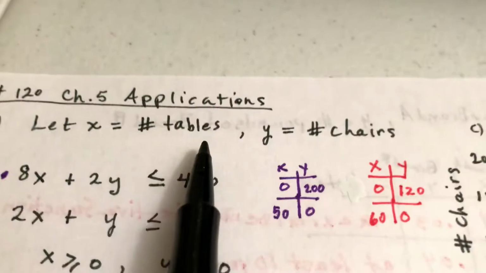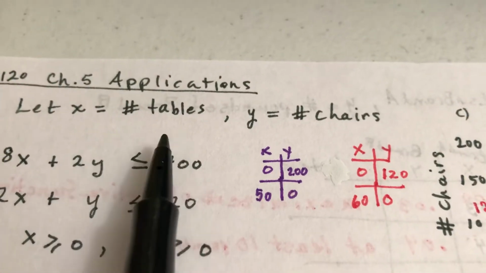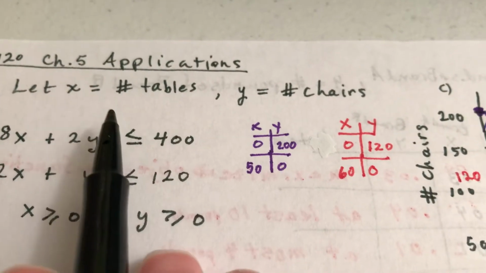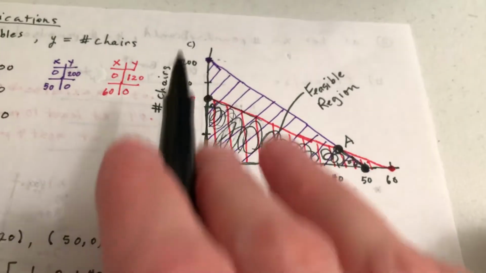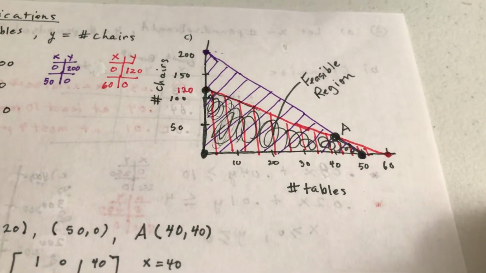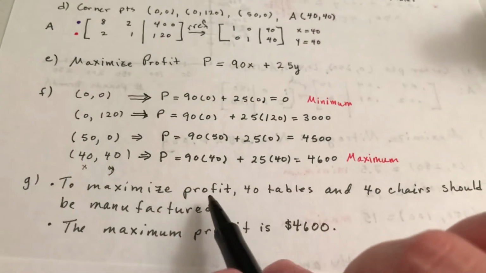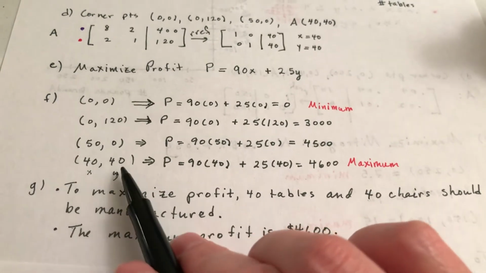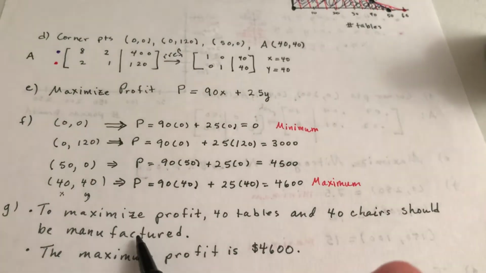And you know that just from where you defined X and Y, number of tables and number of chairs. I hope I said that right. So the X is tables and this is chairs. And you can even look here. Tables and chairs are labeled on your XY axis. So I'm going to say to maximize profit, 40 tables and 40 chairs should be manufactured.